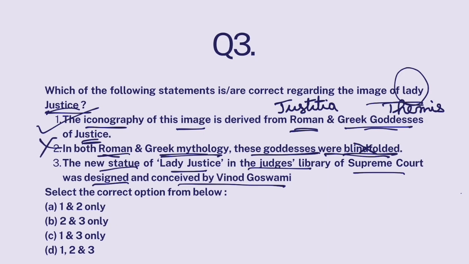Now, India has recently made some changes to this statue. We have made the statue more Indian. First of all, the dress has been changed from a European dress to a sari, and the blindfold has been removed. Our Lady Justice can now see. And this Lady Justice used to hold a balance in one hand and a sword in the other. Instead of the sword, we have now placed a book of the Constitution of India. This statue design was conceived and designed by Vinod Goswami, and it was commissioned by Chief Justice of India D.Y. Chandrachud. So this part is correct, 1 and 3 only.